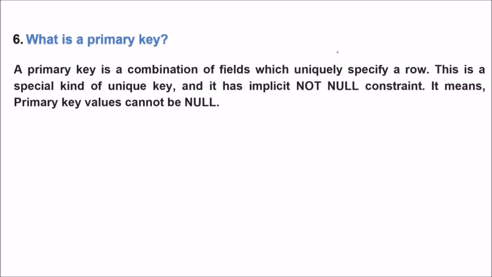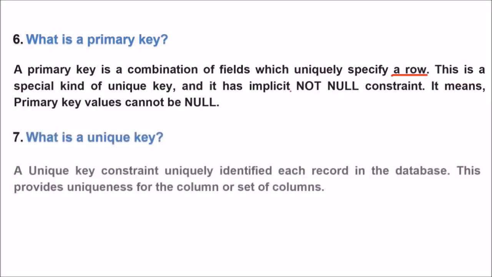So a primary key is a combination of fields which uniquely specify a row. This is a special kind of unique key, and it has an implicit not null. So that column cannot contain null values because it is a primary key. So it is there to identify a row. It means the primary key values cannot be null.